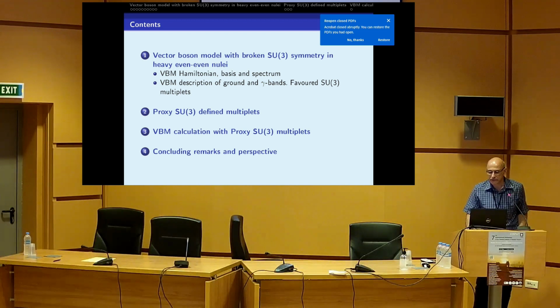The idea is that the vector boson model defines the spectra through the given quantum numbers which characterize the SU3 multiplets. But these quantum numbers are not fixed in the model for any physical reasons, while this is done in the proxy-SU3 scheme. So the idea is that we use the Hamiltonian formalism of the vector boson model and apply the irreducible representations of SU3, which are obtained in the proxy scheme.